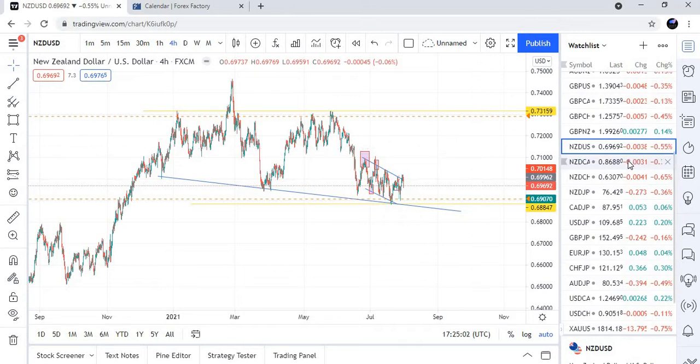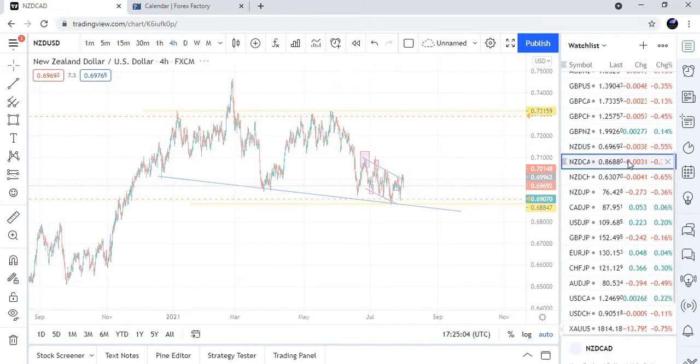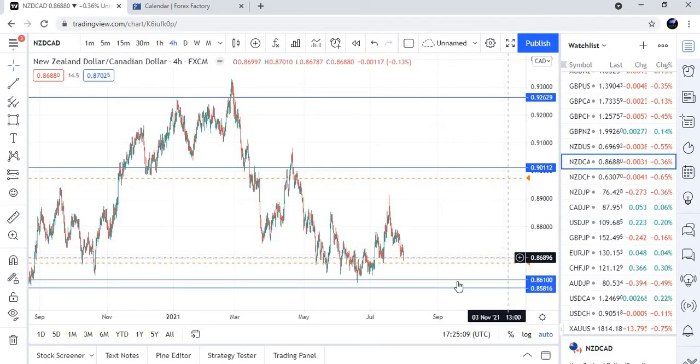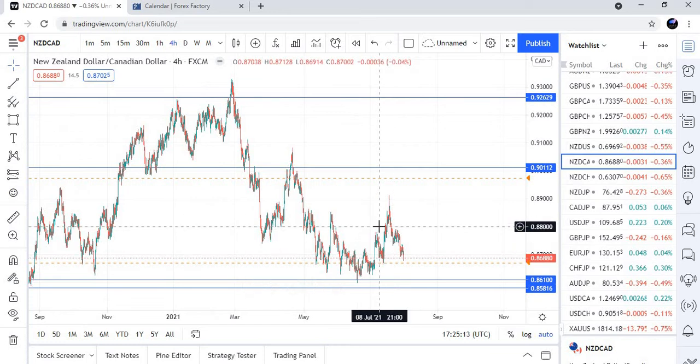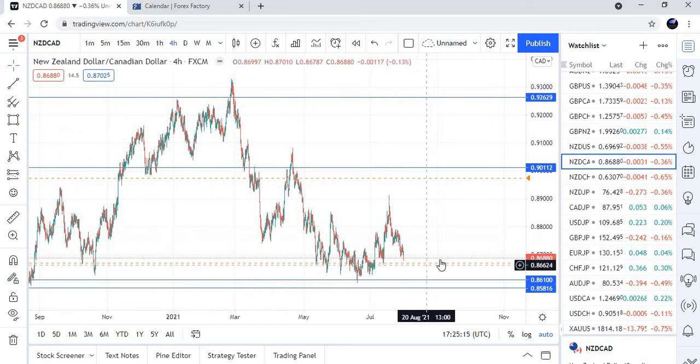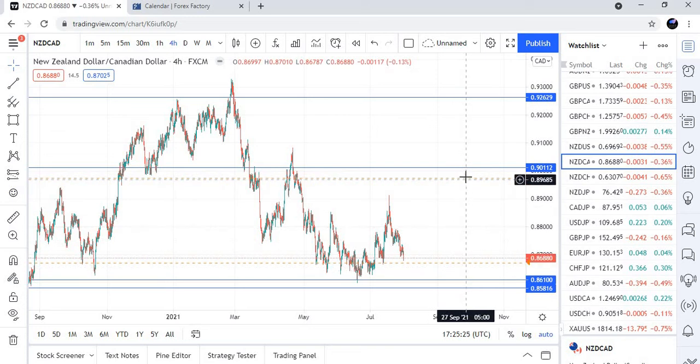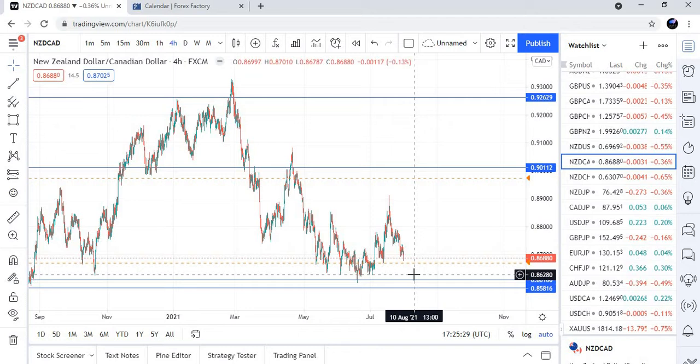And for the New Zealand dollar to the Canadian dollar, when we analyzed this last week, we just set a price here and a price here, but unfortunately the price didn't touch any of our alert levels. So I think we're still going to use these alert levels for this NZDCAD. So I don't think there's anything much.